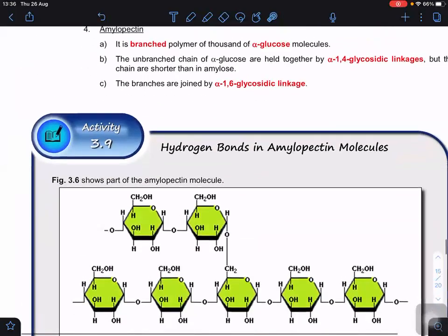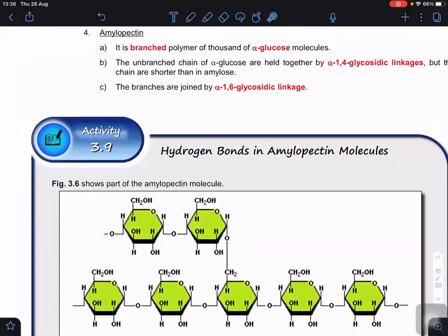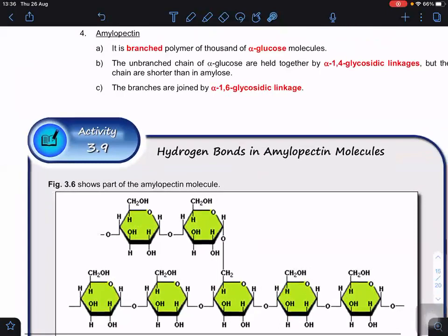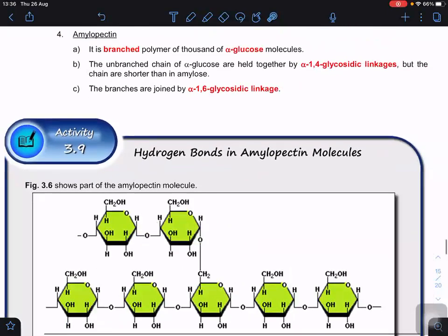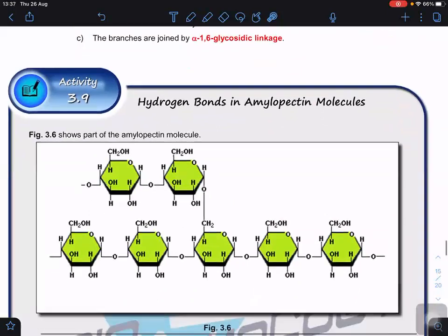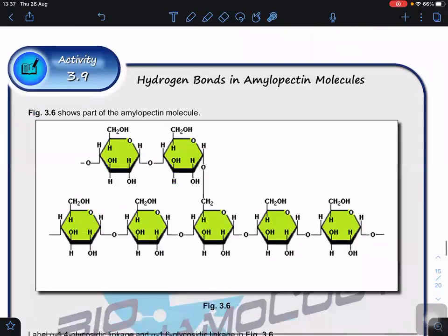Now, how about amylopectin? Amylopectin is a branched molecule, again consisting of alpha glucose. And then you can see the unbranched chain of alpha glucose, still unbranched. This part is unbranched, right? This is unbranched. The unbranched here, can you see that? The unbranched here.